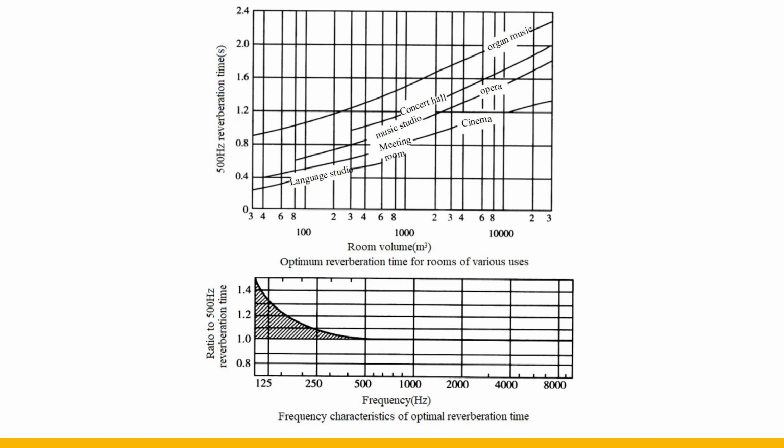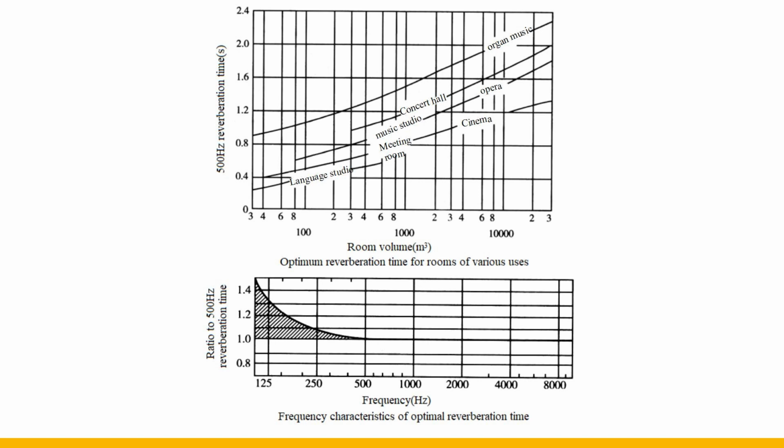For halls dominated by music, the reverberation time is longer and the lower frequency is slightly longer than the mid-frequency. The reverberation time at 125 Hz is 1.2 to 1.5 times that at 500 Hz. For language-based halls, the reverberation time is short and the frequency characteristics curve is flat to ensure clarity.